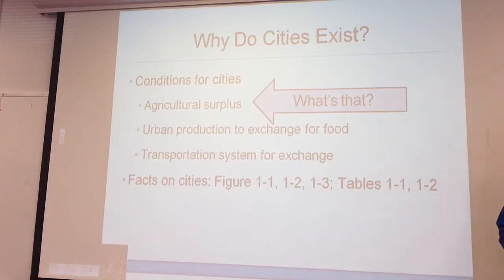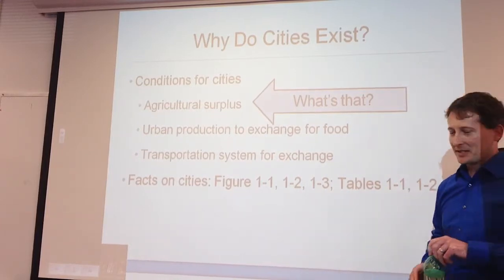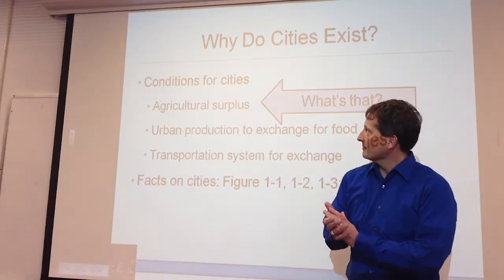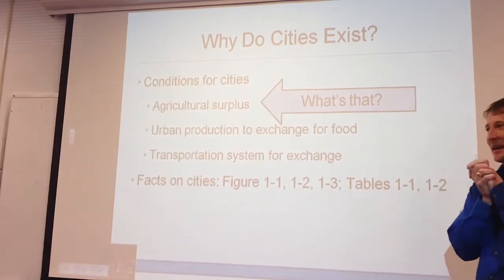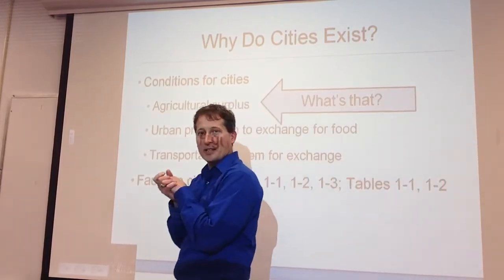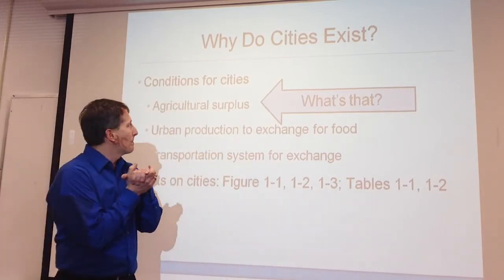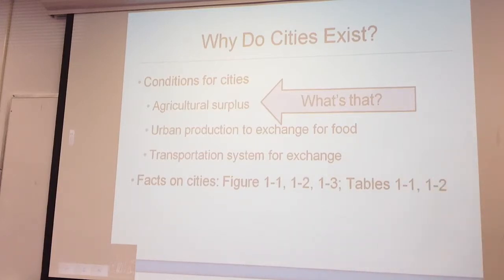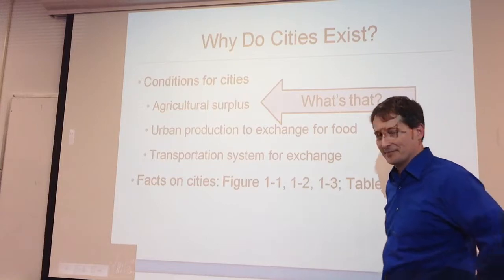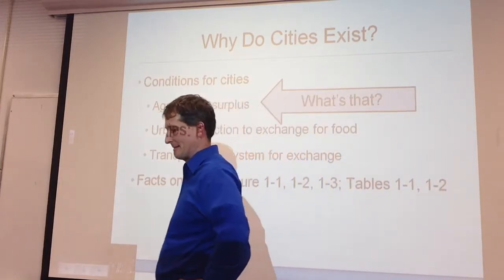So, how do cities form? If we imagine the United States, and think about a rural area a couple hundred plus years ago, what would be needed for a city to develop? So agricultural surplus is one of those conditions. What do you think that would be? Enough food produced by individual farmers that not everyone has to farm.